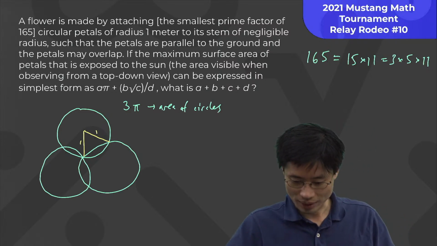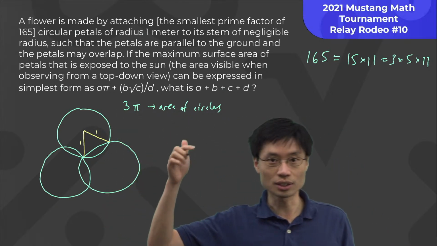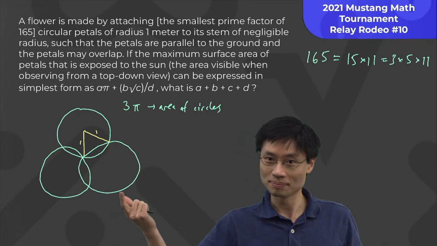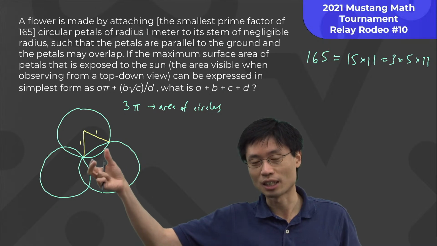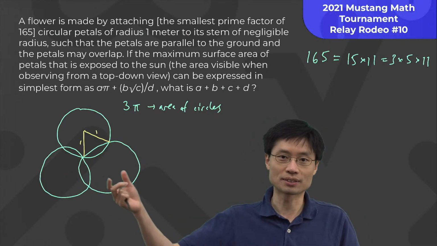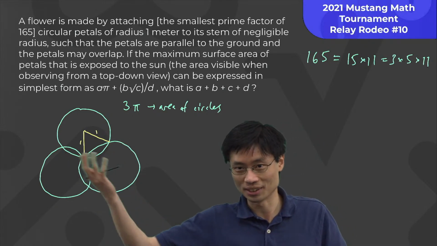This is in meters, right? I assume this is in meters. Okay, so 3 pi is the area of the circles, and I need to subtract off exactly 1 of each of these things. The reason I only have to subtract off 1 of each is because I double count each one. So each one is counted twice, and there's 3 of them.